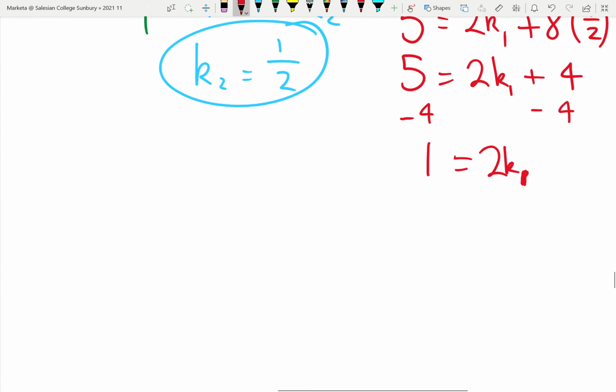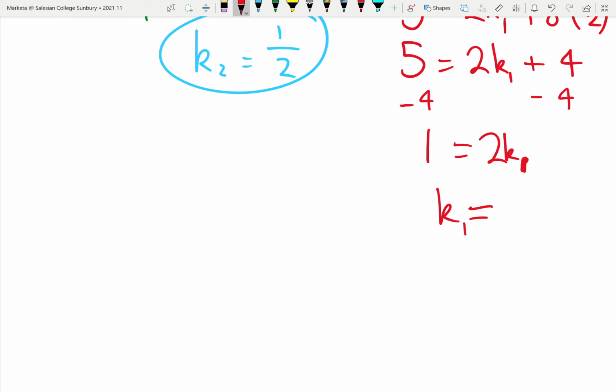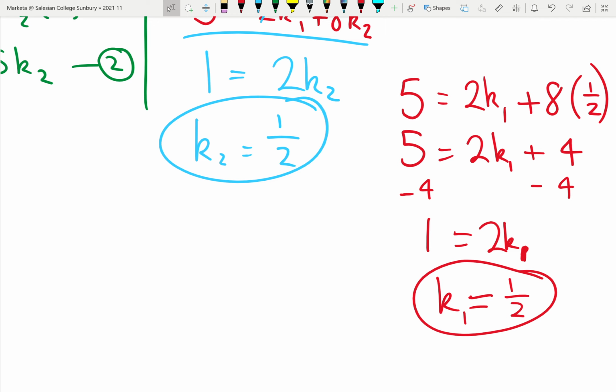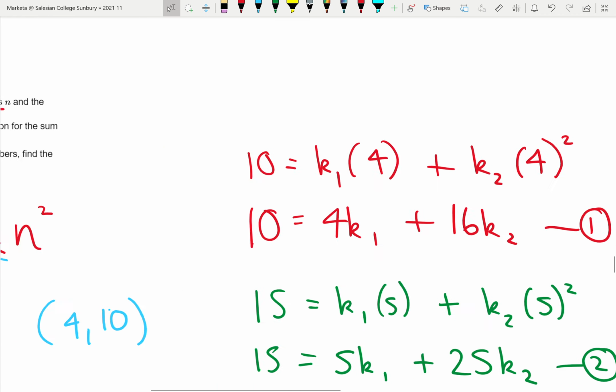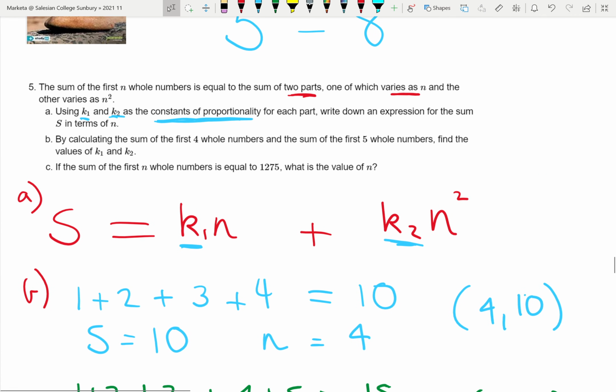And, well, this means that K1 is also going to equal half, which is a little bit disappointing. It would have been nice if we had gotten a different value there. But both our K values, 1 and 2, are half. So let's go back and see what they want us to do now. K1 equals half and K2 also equals half.